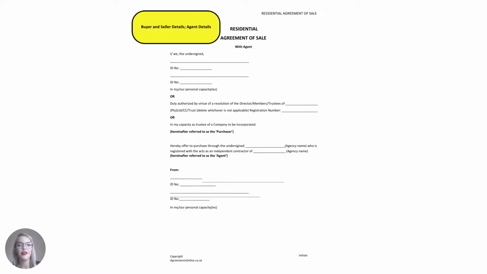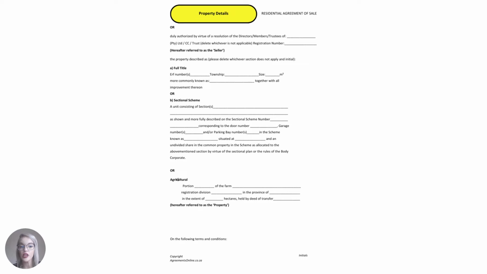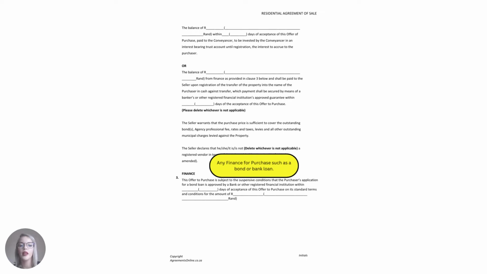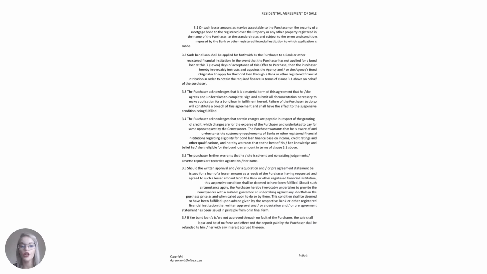So we start off by filling out the details of the buyer as well as the seller details and the details of the agent. We also fill out the property details, and the agreement then makes note of the purchase price and how that is going to be paid, as well as any financing. Now that is anything like a bank loan or a bond.